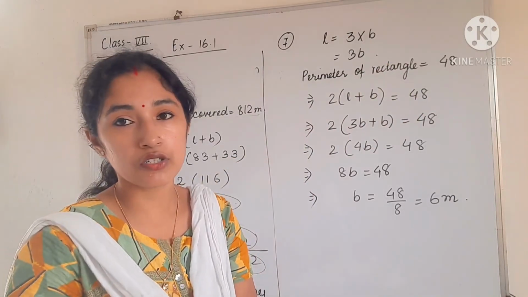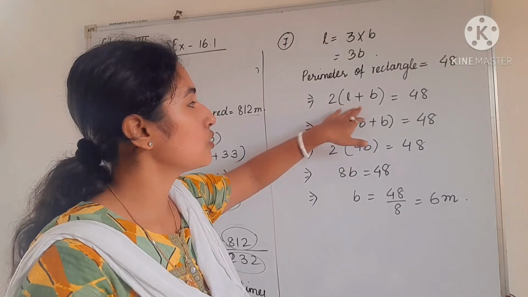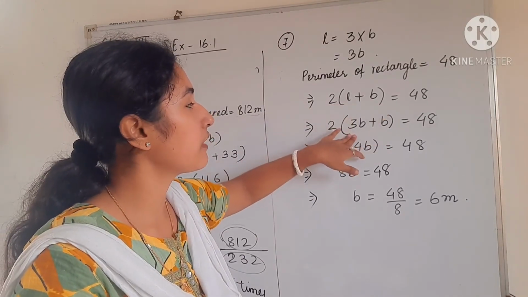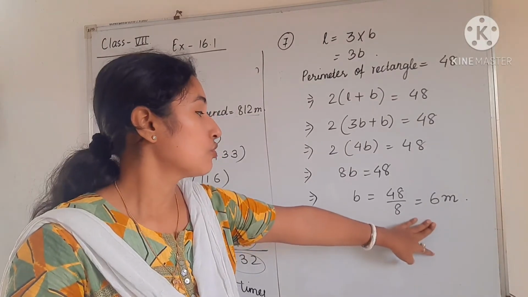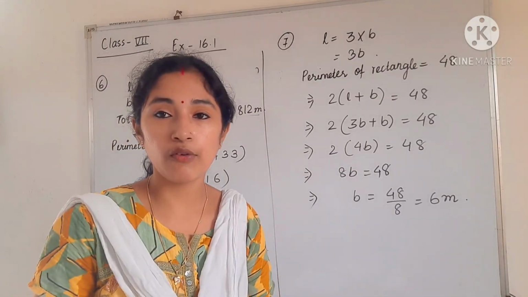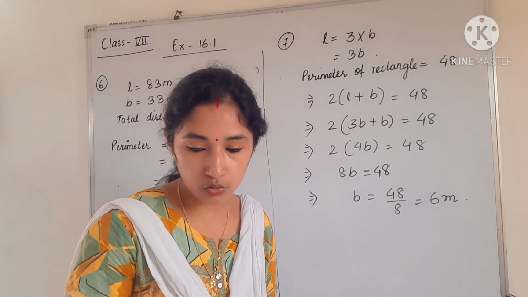48, from the given condition in the question. So in place of perimeter of rectangle we can put 2(L + b). In place of L we can write 3b. So after solving we will get b = 6 meter. So if b is 6 meter, then length will be what? 3 times of this. So you can easily find the rest one. Try to do this question.